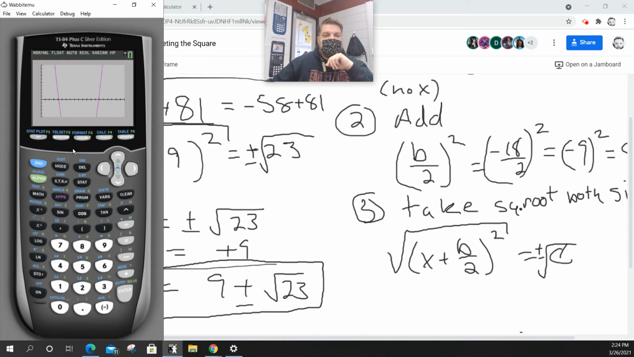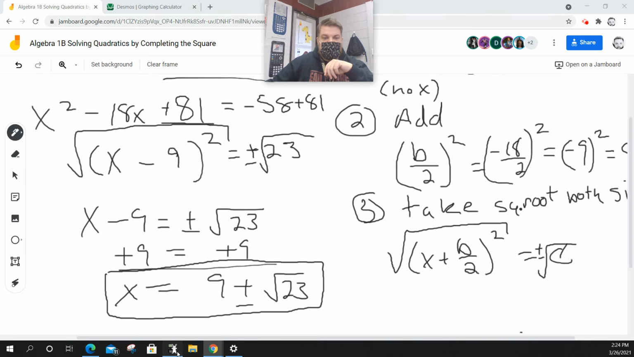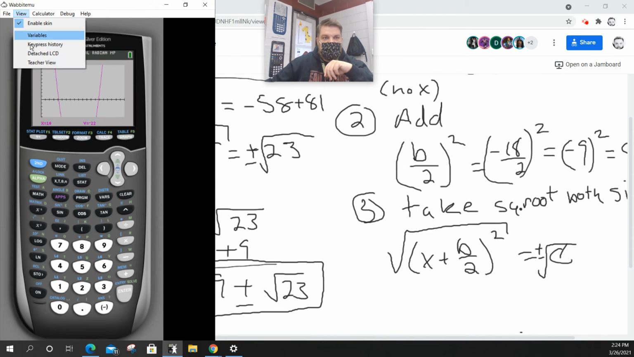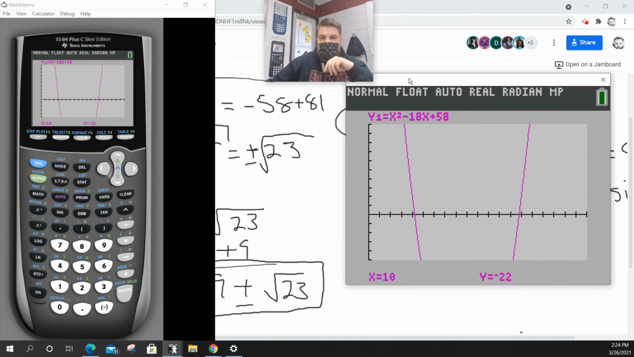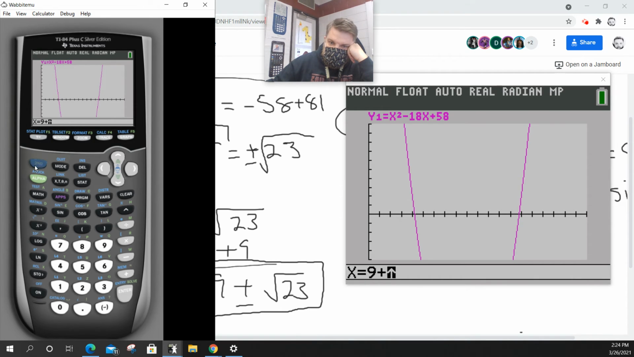So now watch this. If I hit trace, I'm sorry, let me pull up the screen so you can see this a little better. I'll make it bigger so you can see what I'm doing. So here's my equation. If I hit the trace button and I plug in 9 plus the square root of 23, that's one of my solutions. Where do you think that's going to land? Yeah, it should land right here. And what should the y value equal?